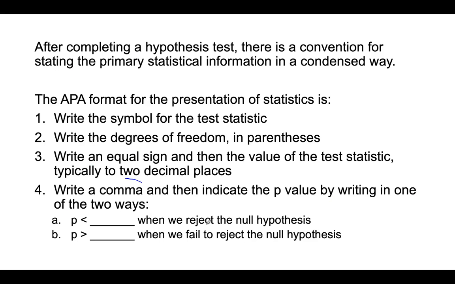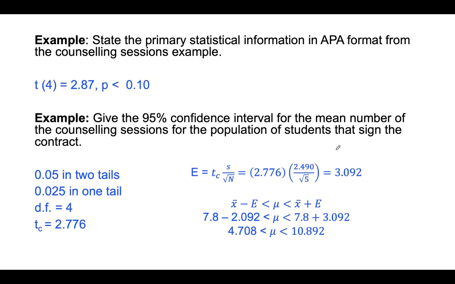Now, I'm not really going to ask you to do such a thing, but it's just good to see it if you know. So if P is less than the alpha value, then we write it this particular way when we reject the null hypothesis. If P is greater than this specific value, that's when we fail to reject the null hypothesis. And we'll see an example.